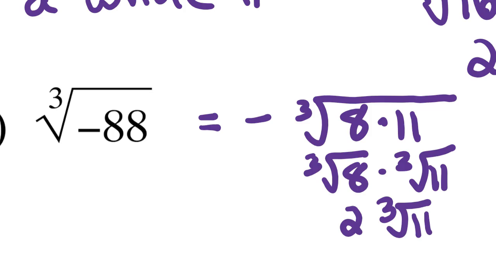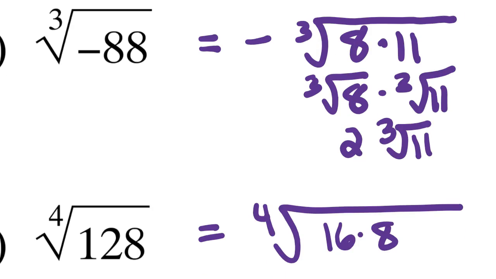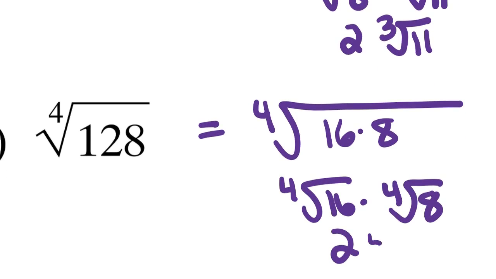16 times? And that's the only possible one, right? Because 81 times 2 would already be 160 something. That would be too big. All right, so that would be the fourth root of 16 times a... And then it would be 2 to the fourth is 16, right? So it'd be 2 times the fourth root of 8. Okay, that's the hard part.